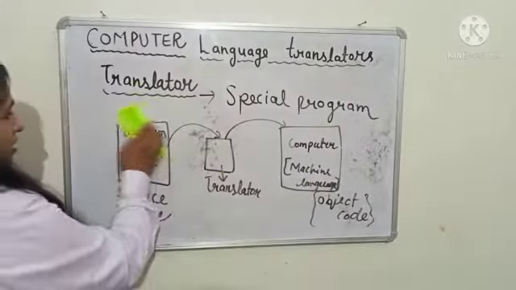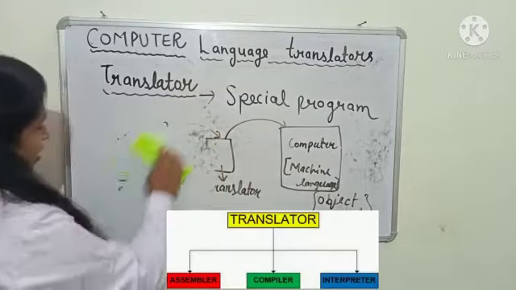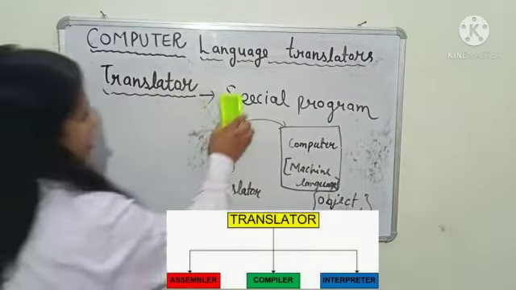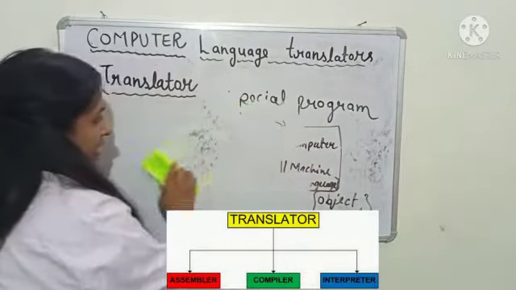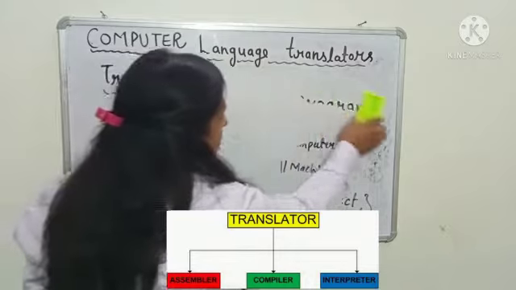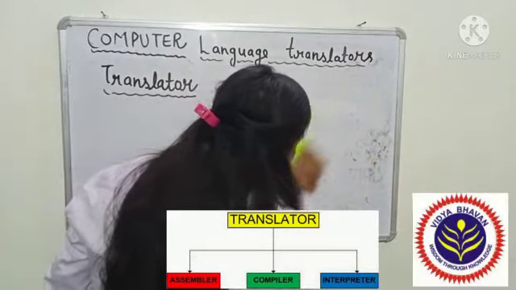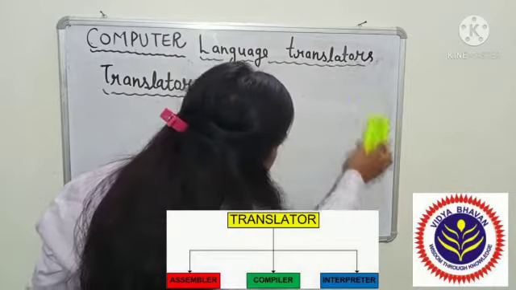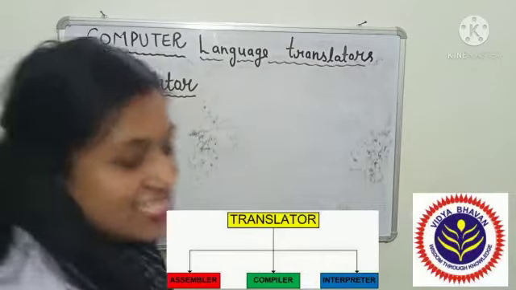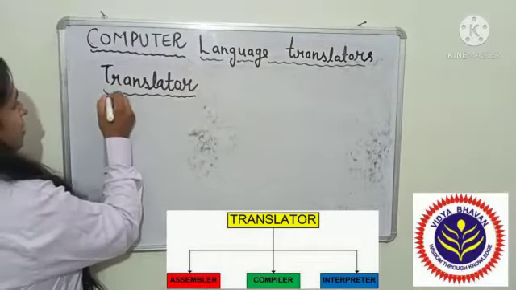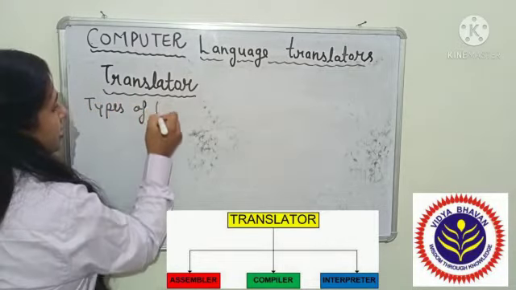And the second topic is types of translator, right? So there are 3 types of translator. The first is assembler, second is compiler, and third is interpreter. So tell me, how many types of translator? Yes, very good. There are 3 types of translator.